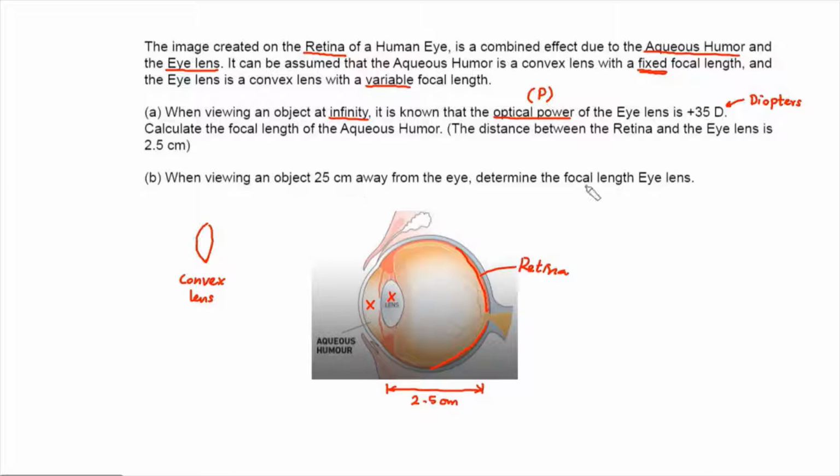of the eye lens. You will have a different focal length for the eye lens, because remember, the eye lens can be considered as a lens with a variable focal length. So for each of A and B, you are going to have two different focal lengths for the eye lens. However, the focal length of the aqueous humor is fixed in both cases. Now let's look at the required equations and other conventions that we need to solve this problem. When I say required equations and conventions, I mean related to optics.